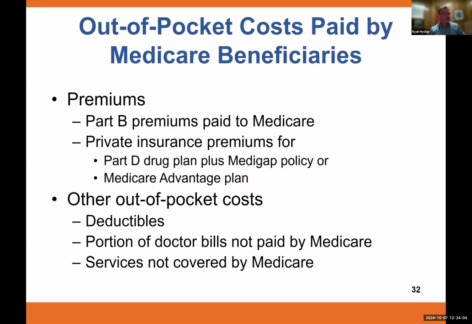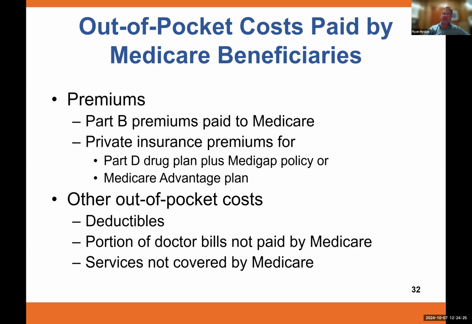The out-of-pocket costs, let's talk about that real quick. First and foremost, we have premiums. We have the Part B premium paid to Medicare. We have the Part D premium as well. We have a private insurance premium for the Part D drug plan, plus a Medigap policy, or if you're doing the comprehensive, the Medicare Advantage plan.